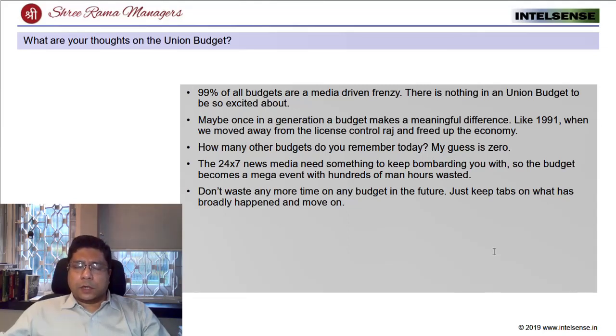If you think about it, just take two deep breaths and think about the last budget that you remember. My guess is you will never remember any budget. The only budget I remember, and I was probably too young at that time, but having read about it later, is the 1991 budget, where India opened up and freed up the economy. That was the only budget which made a difference to the way we did business in India. Everything after that, so pretty much the last 30 odd years, all the budgets have been just tinkering here and there. So they have been complete non-events.